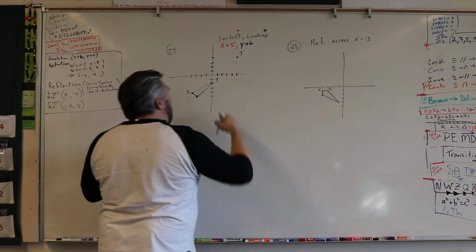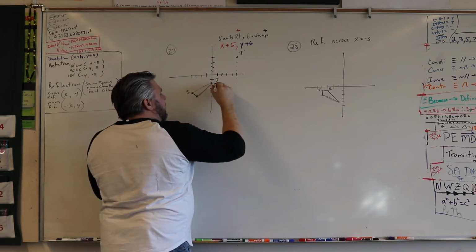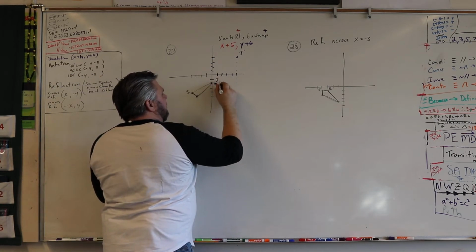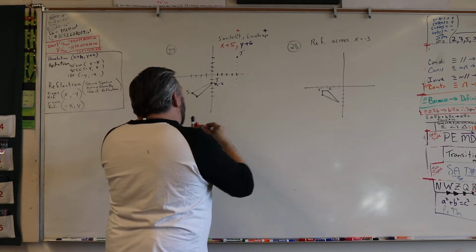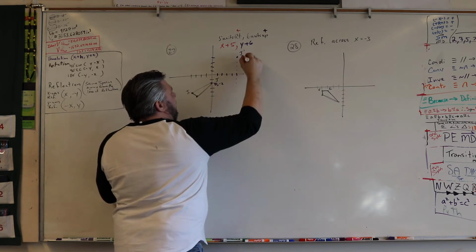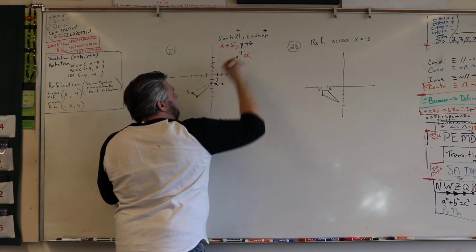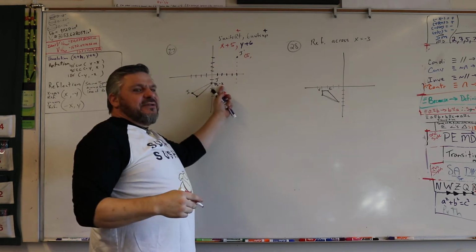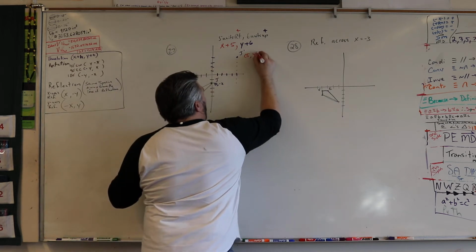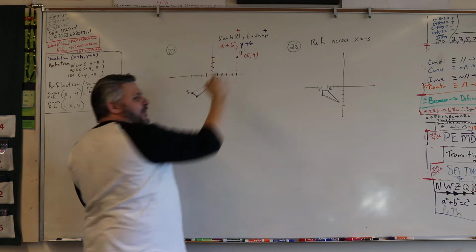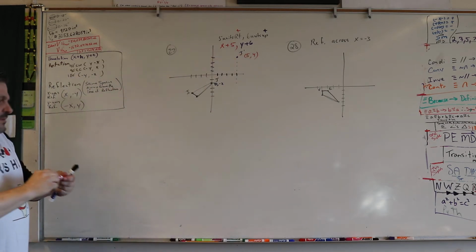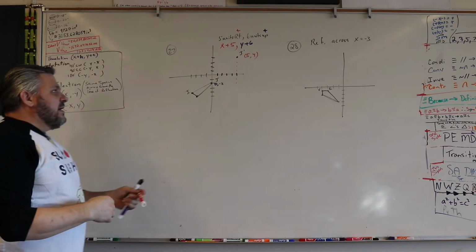Now, if we think about this, this J is 0 and -2. If I add 5, that would be 5. If I add 6 to -2, that would be 4. And that's exactly what this is, 5 and 4.